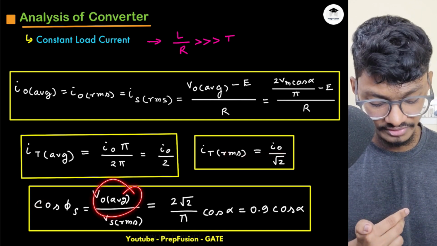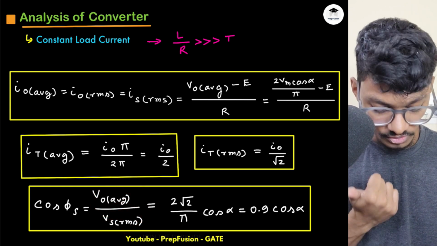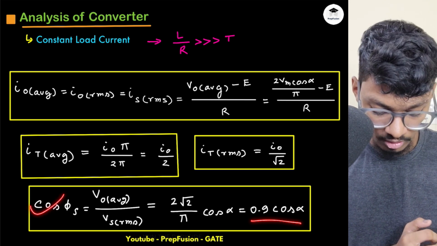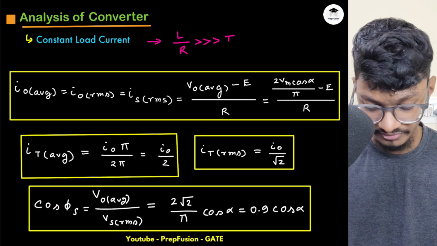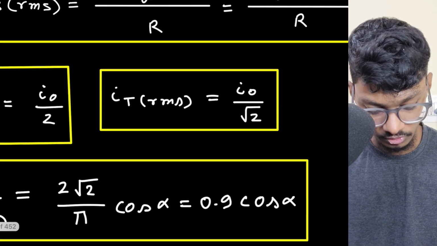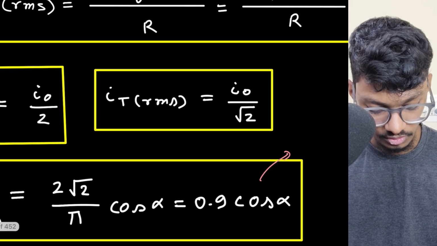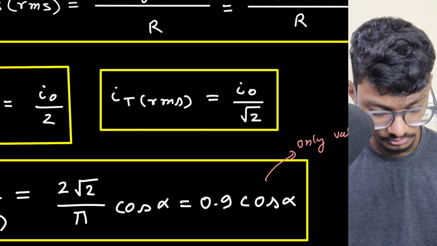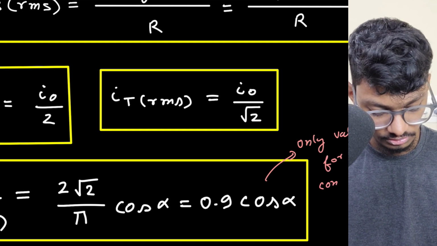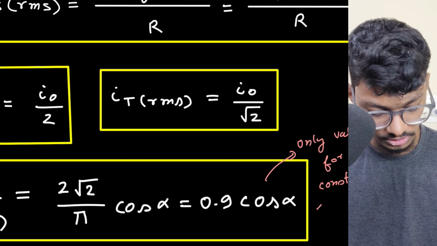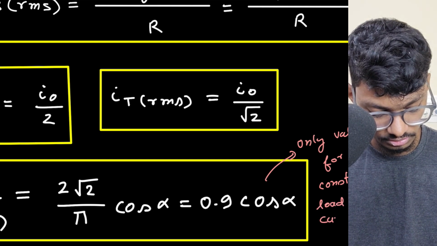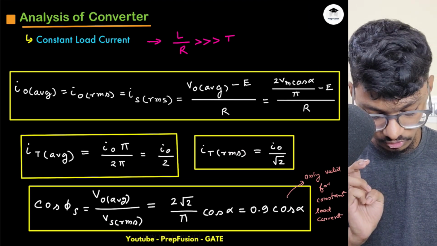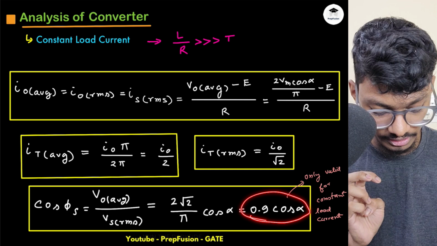Cos phi s is VO average by VS RMS. Many people remember this as a formula, 0.9 cos alpha, but you should know how this came up. This is only valid for constant load current, not always valid. So you have to take care of this as well, that your power factor will be 0.9 cos alpha.